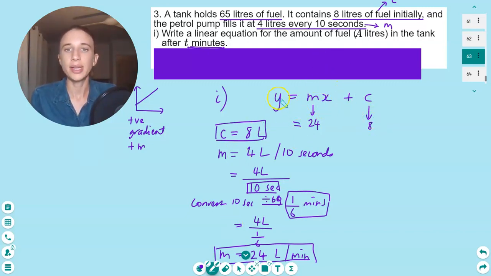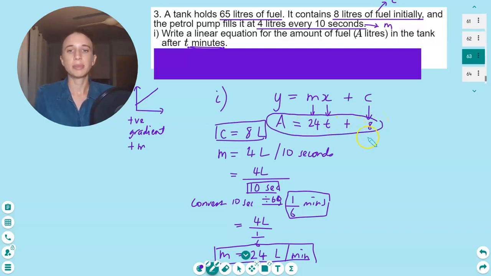and let's replace our y and x values. So deciding, what have we got? Remember, time is always on the x-axis. That's a dead giveaway. Time is x. And then the other variable, A, the amount of fuel in the tank, must be y. So that is our equation. A equals 24t plus 8.